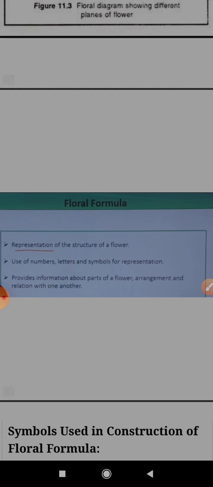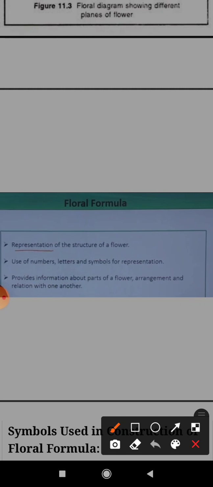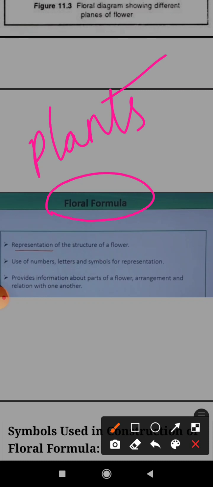Now as you learn formulas in chemistry, in the same way we write a floral formula for the plants. The word floral means for the plant. So there is a formula to represent the flower, right? So what does the floral formula tell us? It is a representation of the flower. By the whole formula of the flower, you will be able to know about the flower completely, right?